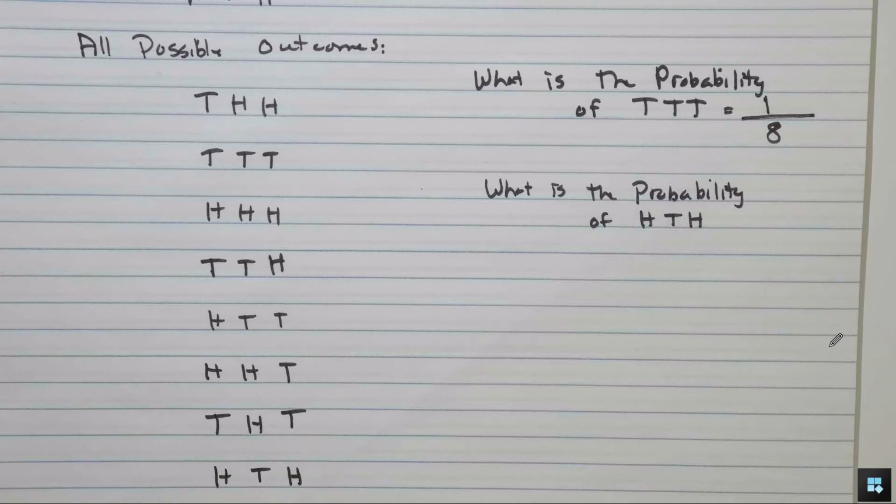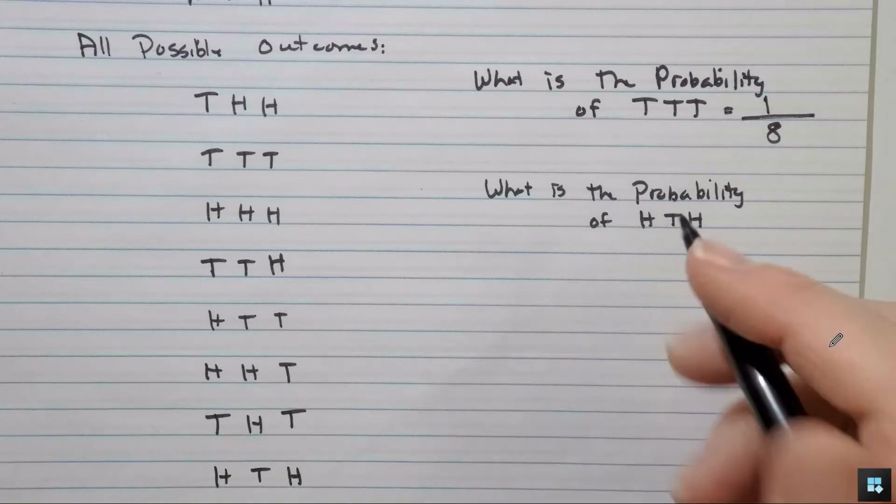It's exactly the same, isn't it? Because there are 8 different ways that your coin tossing could have turned out, and only one of those ways is heads, tails, heads. So that's only 1 out of 8 also.